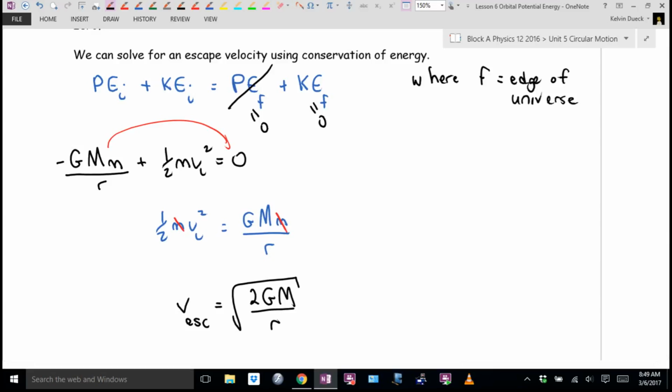R is the radius of our original planet. Big M is the mass of our original planet. V is how fast you need to go to leave, to get away from, to escape the gravity well of your planet.